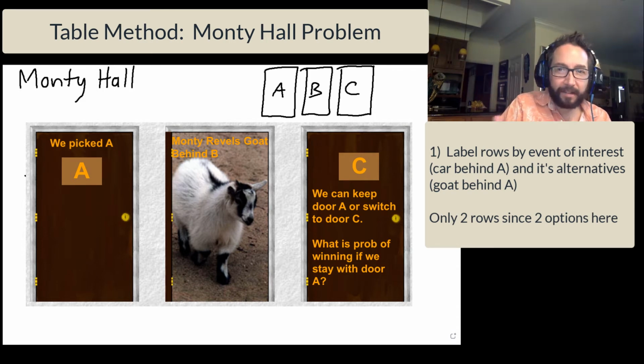What I'm going to do without any loss of generality is assume that we always pick door A, just to make the computation straightforward. So Monty Hall is going to go and reveal a goat either behind door B or door C, and he's going to ask us if we want to switch or if we want to stay with door A. So the event that I'm interested in calculating the probability of is that the car is behind door A. So if it still is, then, if I stay, then I win. If I switch, I lose. I want to use this table to explore this optimal strategy.